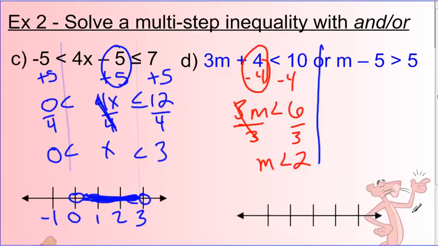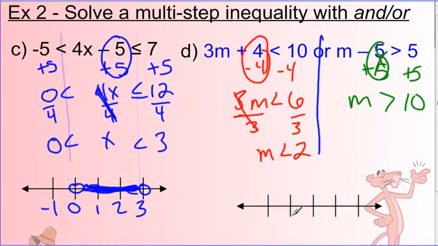Okay? On this side, m minus 5. Okay, so we would add 5. M, and these cancel, is greater than 10. Well, that was easy. That one's done. The variable's by itself now. So let's graph them. On our number line, we got from 2 to 10, 2, 4, 6, 8, 10. That'll work. 2, 4, 6, 8, 10.